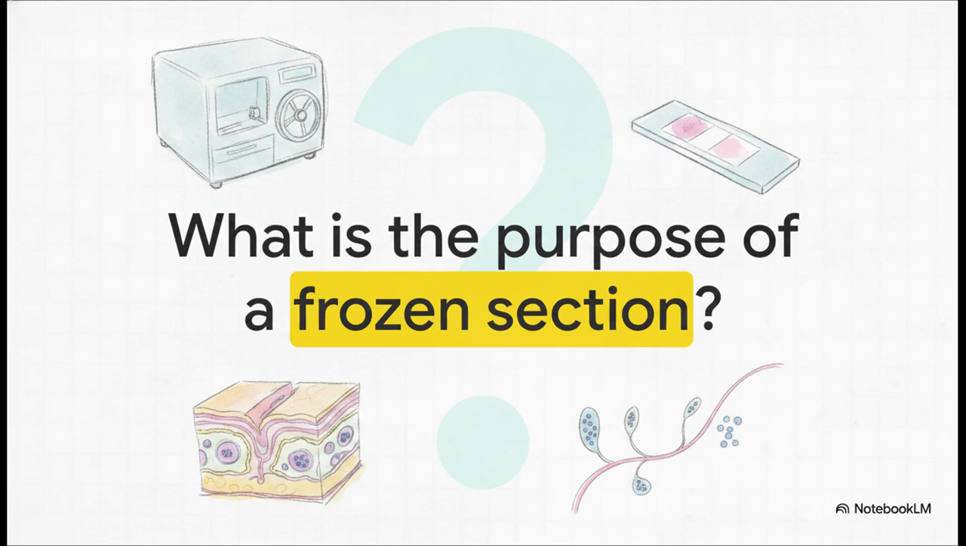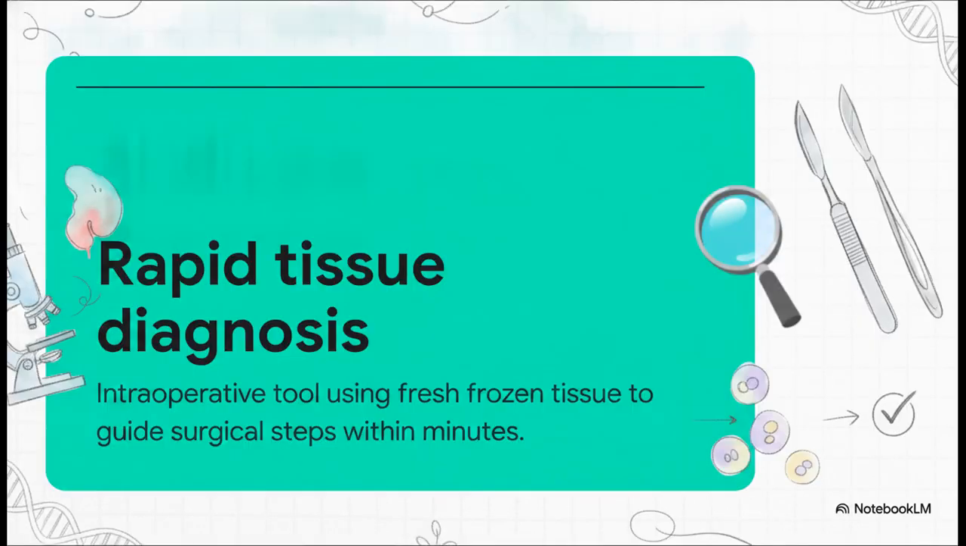What is the purpose of a frozen section? A. To determine grade of malignancy. B. To rapidly determine the nature of tissue. C. For lymphatic clearance. D. To look for vascular invasion. Or E. None of the above. Correct answer B. To rapidly determine the nature of tissue.